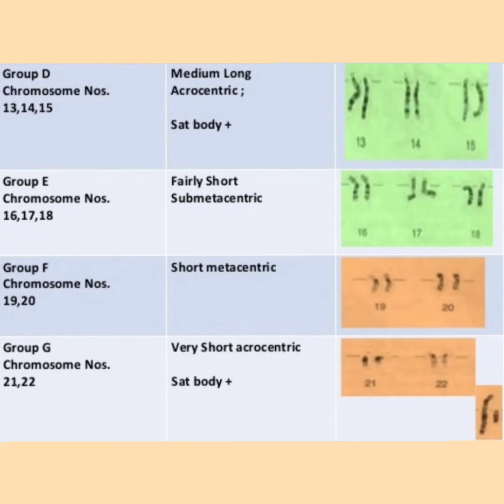In group D, the chromosome numbers are 13, 14, 15. The medium long chromosomes are acrocentric, with a satellite body present. In group E, the chromosome numbers are 16, 17 and 18. They are fairly short, submetacentric. In group F, the chromosome numbers are 19 and 20. They are short, metacentric. In group G, the chromosome numbers are 21 and 22. They are very short and the satellite body is also present.